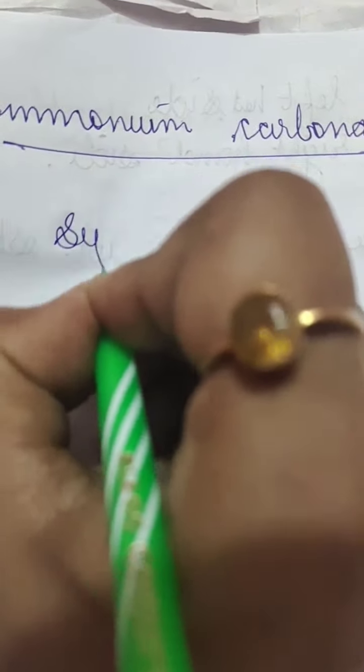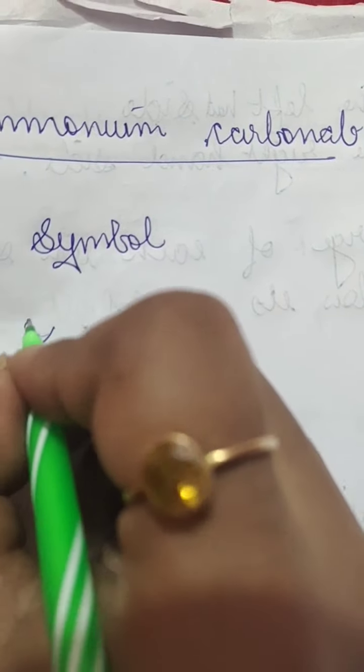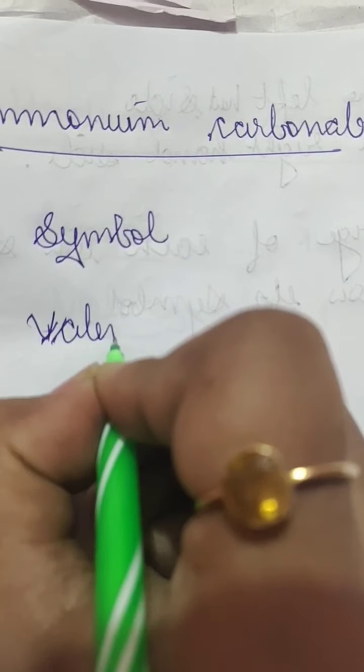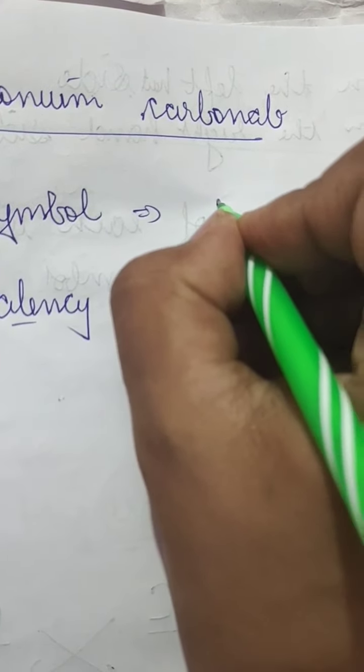Like we will take here ammonium carbonate. So the symbol will be, and valency. So the symbol for ammonium is NH4 and carbonate is CO3.